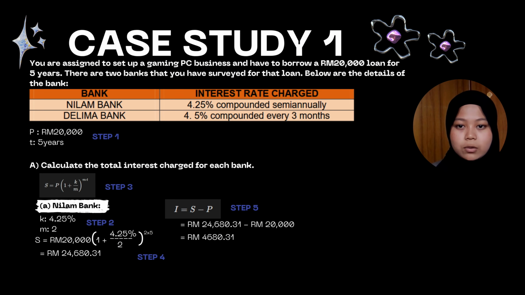Let's move on to the questions. A. Calculate the total interest charge for each bank. Before we answer the question, we need to list down the interest rate charge and the frequency for Nilam Bank. So K is 4.25% and M is 2. And then step 3, you're going to need to find the correct formula. So for this one, we use S = P(1 + K/M)^(M×T). And then step 4, we just need to follow the formula. You will get the answer of 24,680.31 ringgit. And then to find the total interest charge, you need to use the formula I = S - P. The final answer will be 4,680.31 ringgit.